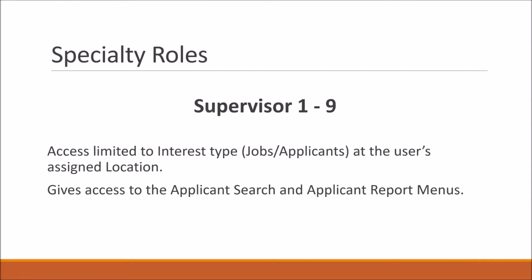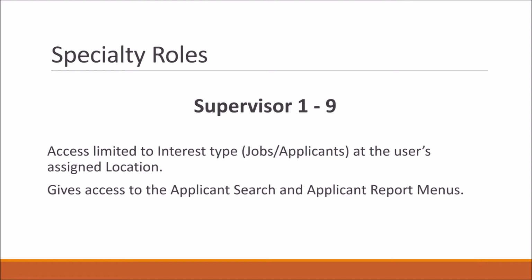So if I post a job at the high school for a certificated teacher, Pat could look up that job and see just jobs at the high school that fall under the certificated teacher category. He wouldn't be able to see jobs at the middle school because that's not his location. And he wouldn't be able to see classified jobs because I hadn't given him access to classified jobs. So it's just his interest type and his location.